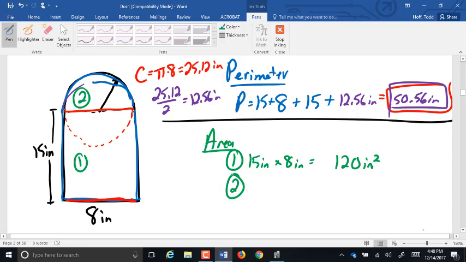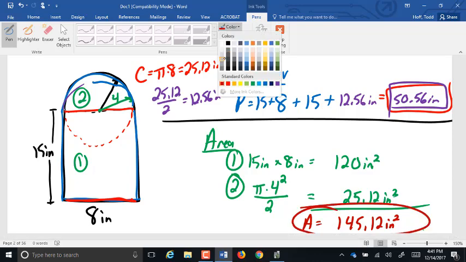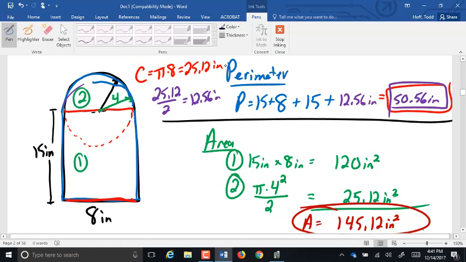Our second piece is the half circle. The area of a full circle is pi times radius squared. Since the diameter is 8, the radius will be 4. So pi times 4 squared, since that is only half of a circle, it is divided by 2. That'll be 25.12 square inches, adding up to 145.12 square inches for our total area. Questions?